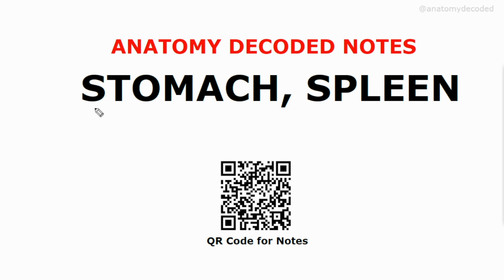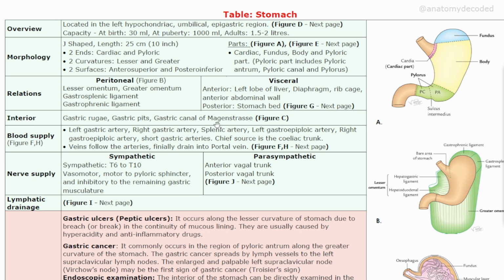In abdominal organs, the stomach is a very important topic in which you can expect a long answer question. Usually a 10 marks question is asked on this topic. And the spleen is also an important topic. We will be learning both of them now. So let's start with the stomach.